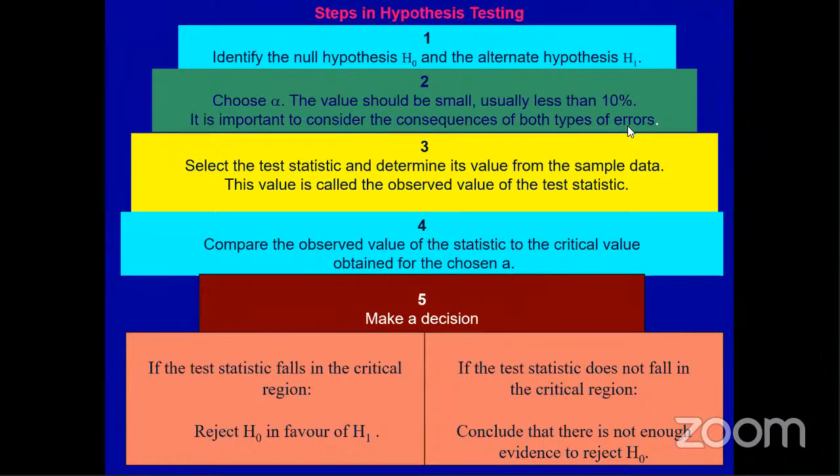Here I'll be showing you a table. There you are going to understand how these types of errors come about. Select the test statistic and determine its value from the sample data. This is called the observed value of a test statistic. Whenever you select a particular test, you need to calculate the value first. The software makes it easy to compute these calculated values. The observed value of the test statistic is computed by SPSS.